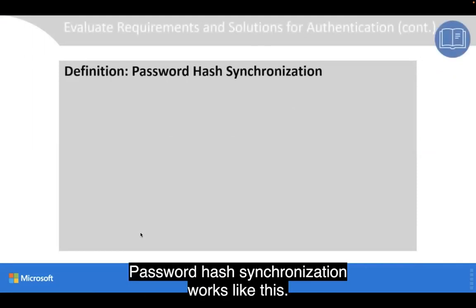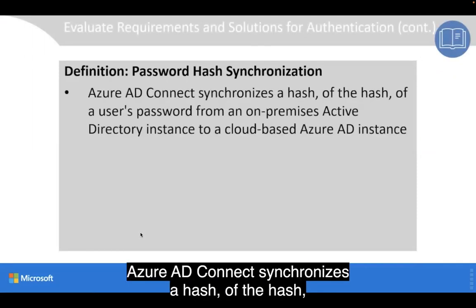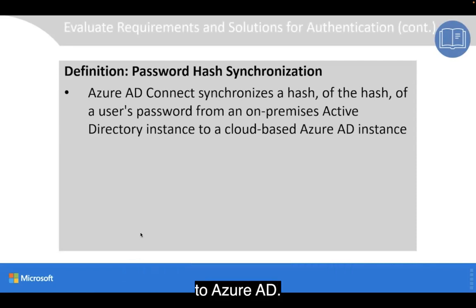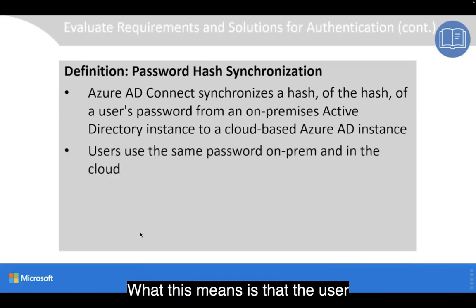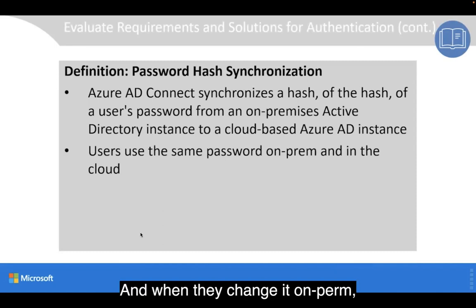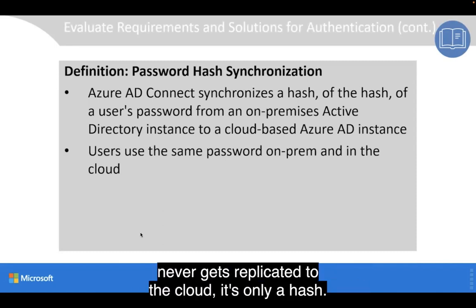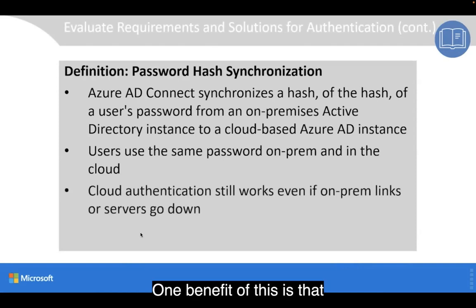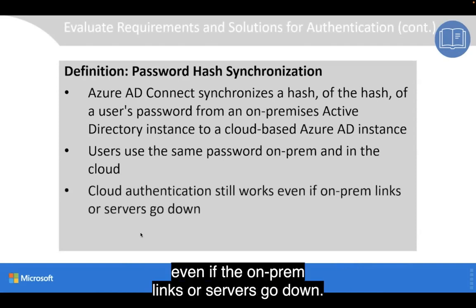Password hash synchronization works like this. Azure AD Connect synchronizes a hash of the user's password from on-prem Active Directory to Azure AD. What this means is that the user can use the same password on-prem and in the cloud, and when they change it on-prem, it gets synchronized to the cloud. The actual password itself, of course, never gets replicated to the cloud. It's only a hash, but it's all Azure AD needs to authenticate the user. One benefit of this is that cloud authentication still works even if the on-prem links or servers go down.